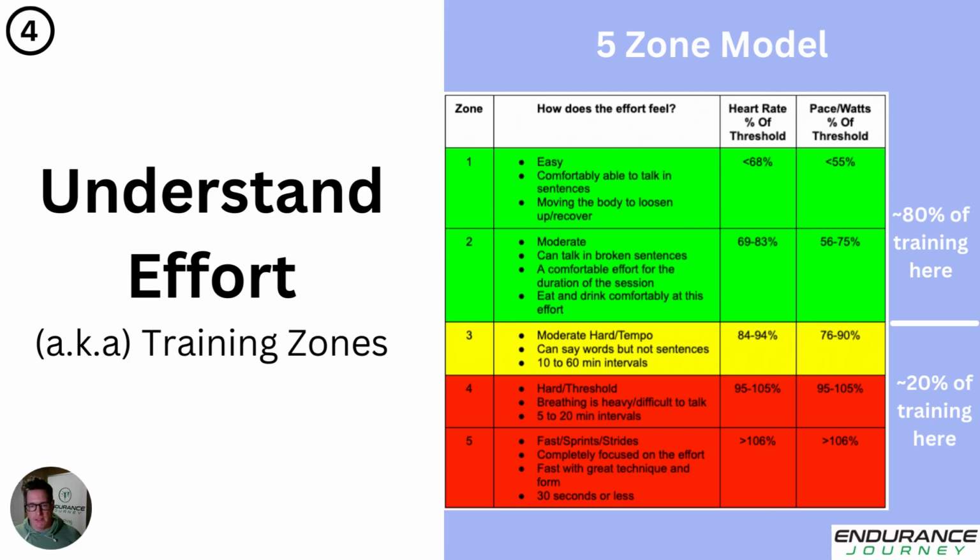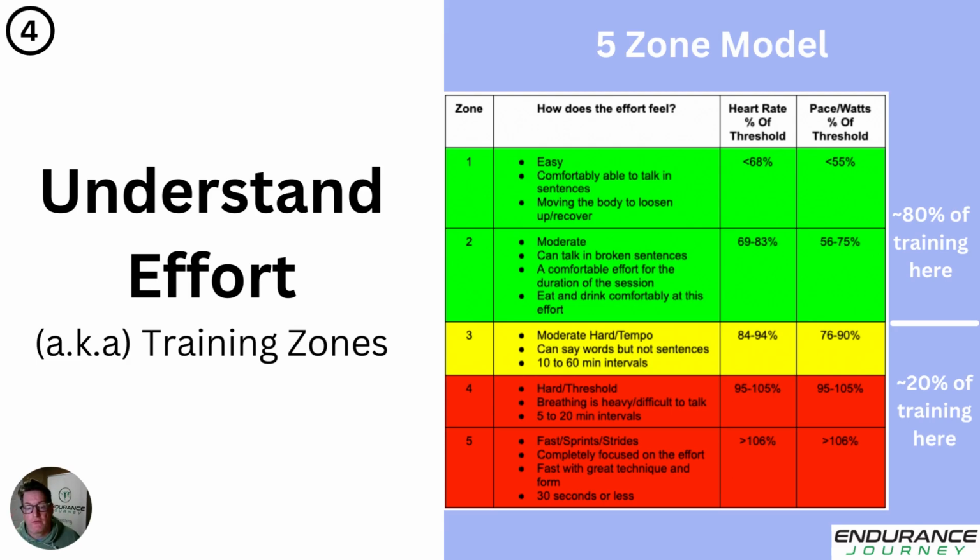So how this works is zones 1 and 2 are easy and moderate. So zone 1, easy, what that will feel like is it's very comfortable to talk at the effort level. So if somebody was beside you, you could easily carry on a conversation. This is more about just moving the body, loosening up, and active recovery.